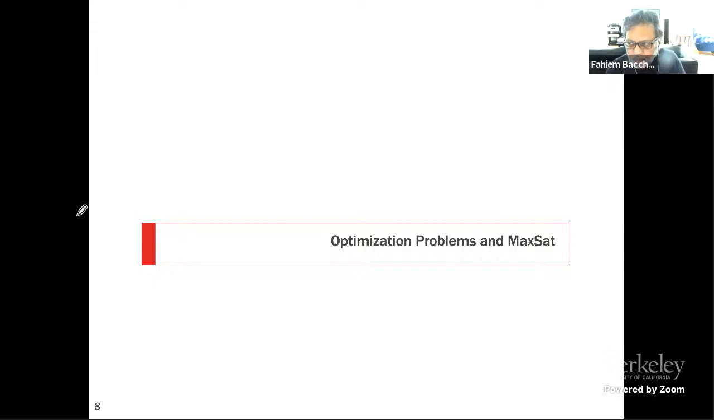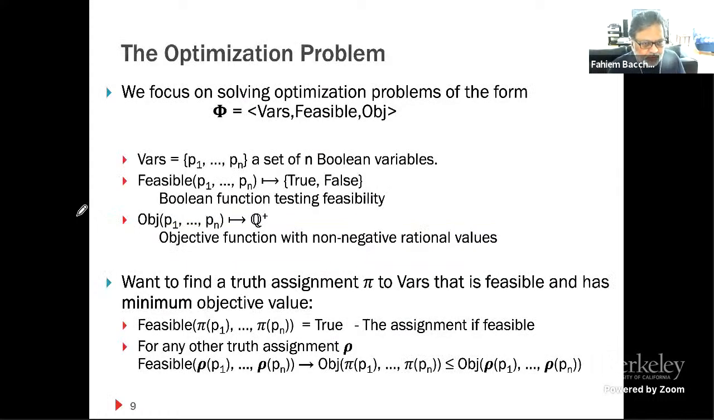So let me talk now a little bit more about the kind of optimization problems that we're going to look at. And we're going to focus on problems where you have a bunch of propositional variables. You have a feasibility condition, which you can think of as being a Boolean function from these propositional variables to true, false. And you have some sort of objective function, which maps maybe to the rationals, non-negative rational values.